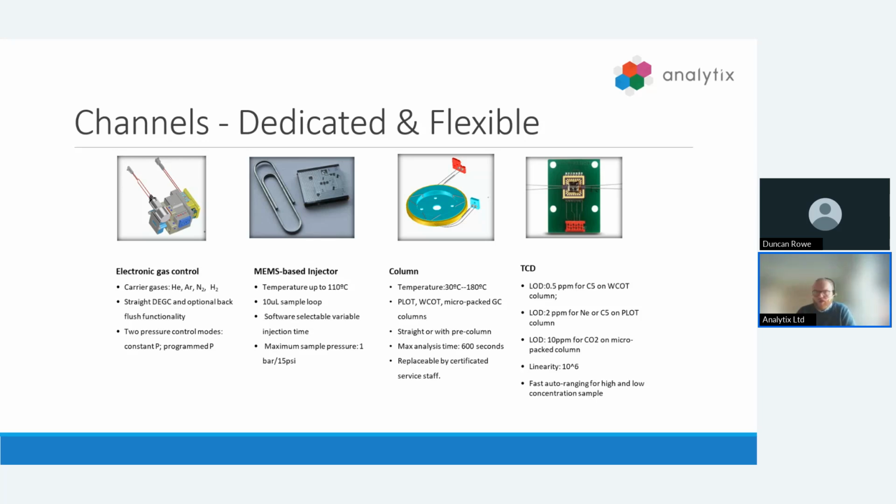Then we have the columns. These take your traditional benchtop technologies, but are then shrunken down onto a much smaller scale, with a wide variety of options available, which I will go into in a moment. And then you have the TCD detector, where we're typically looking at working around 2 ppm limits of detection, all the way up to 100%. And this is really dependent on column chemistry and your target analytes. The TCD offers great linearity and fast auto ranging for high and low concentration samples.